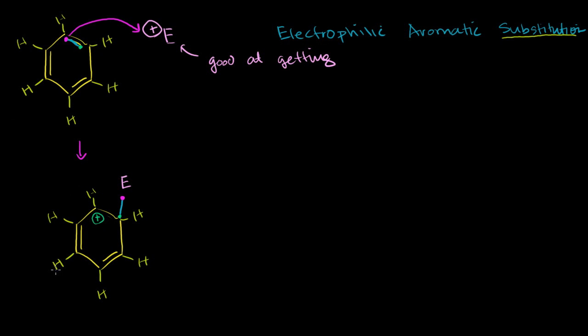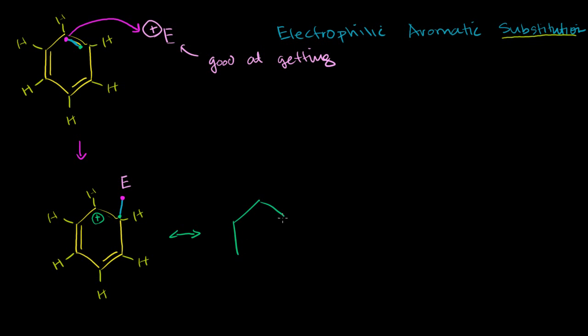Now, this is hard to do to a resonance stabilized molecule, to a benzene ring. So once again, and I know I'm being a little bit repetitive, this has to be a very good electrophile to do it. But once this is there, this is actually a relatively stable carbocation. The reason why is that it's only a secondary carbocation, but it's actually a resonance stabilized carbocation. Because this electron right here can be given to that. So if this electron goes there, then it would look like this.